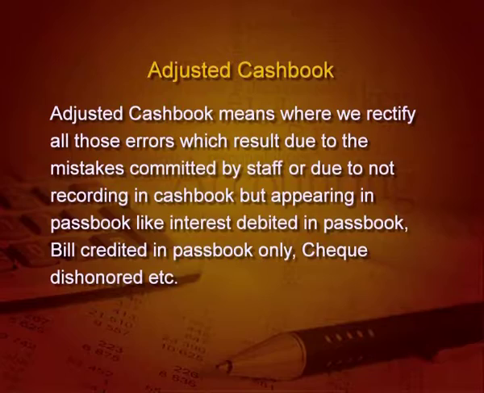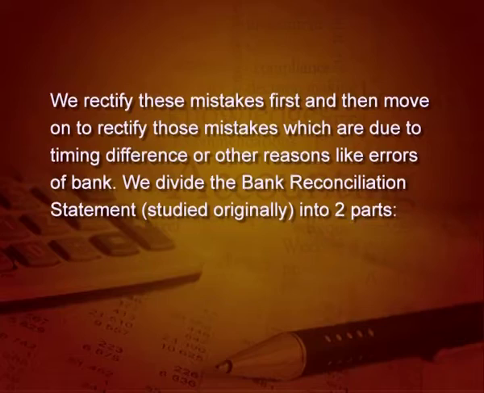As these are also mistake of the accountant. When you have seen it in passbook and you are not writing in cash book, it will be taken as the mistake of accountant. So, first of all we rectify these things. When we rectify these mistakes and then move on to rectify those mistakes which are due to the timing difference or other reasons like error of the bank.